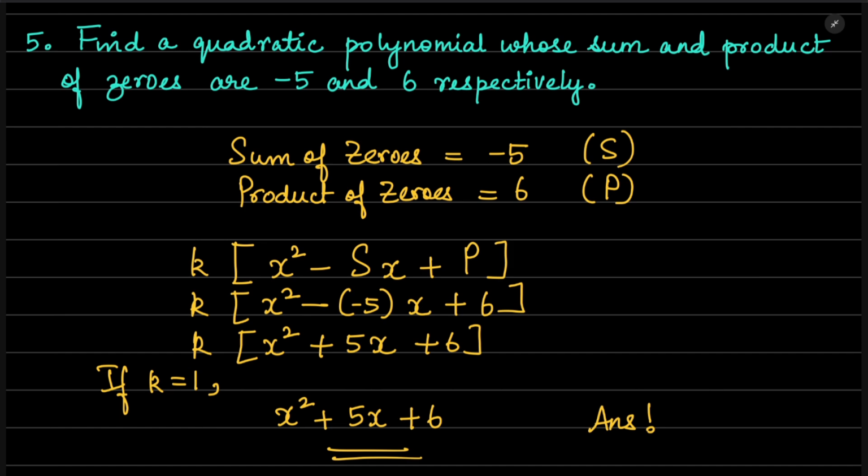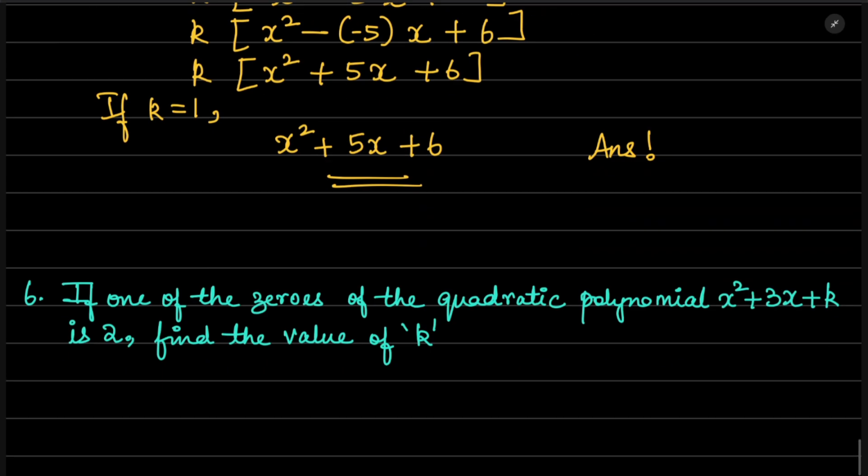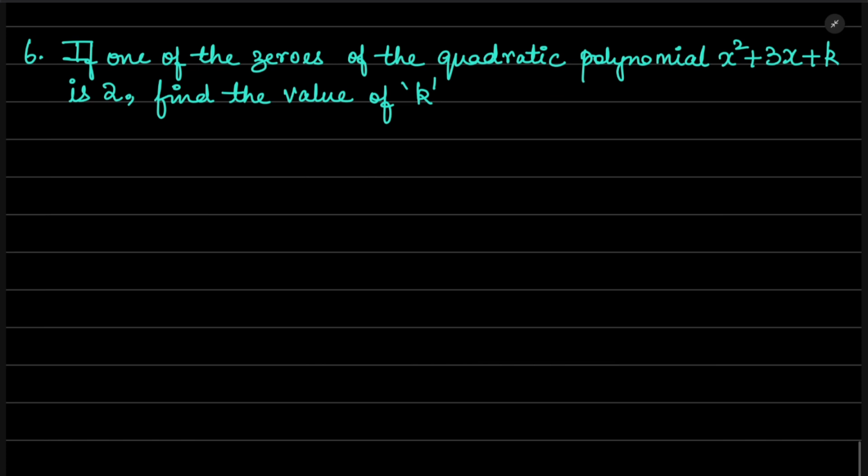Okay. Now, let's move on to the last question of the day. We still have 3 minutes left for the time to be 20 minutes, but again, it's going to be approximately 20 minutes. So if one of the zeros of the quadratic polynomial x square plus 3x plus k is 2, then find the value of k. Very easy question. Let's do it. You can also try the solution yourself. Just try it, based on whatever you have learned so far, try to solve it, and then you can continue the video.